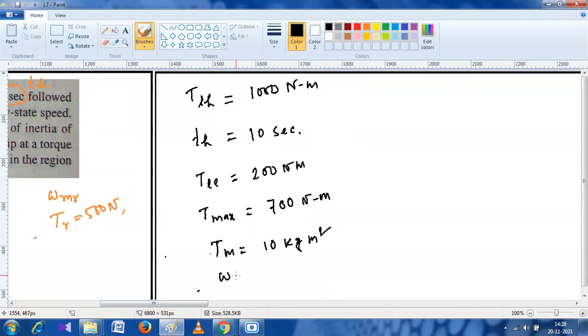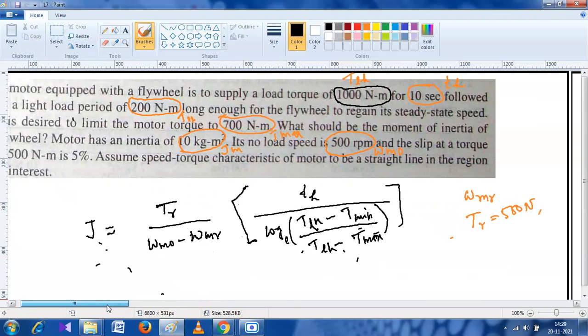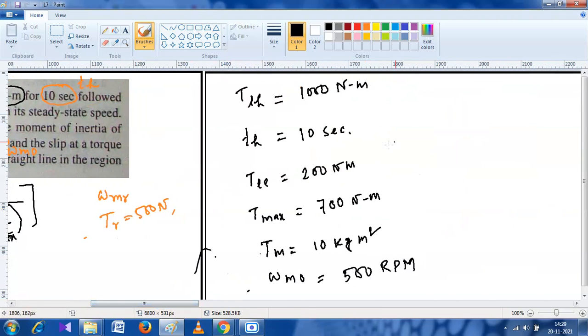Omega M0 is 500 RPM. Then TRH, the value of TRH is 500 newton meter. First, convert the omega M0 from RPM to radian per second. This is our first step.